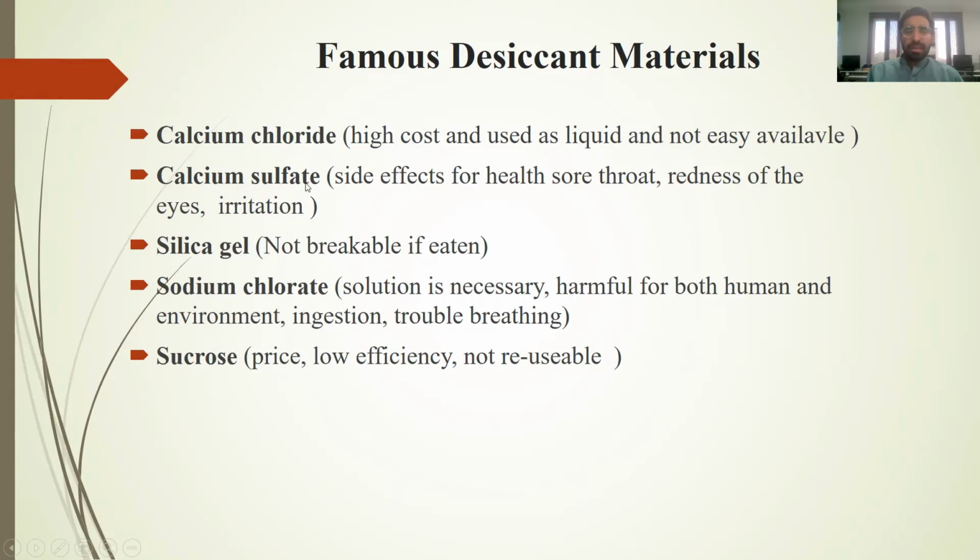And the second one is calcium sulfate. It has side effects for health and causes redness of the eyes. And the third one is silica gel. It also has some side effects. It is not breakable if eaten. And the fourth one is sodium chlorate. A solution is necessary to use sodium chlorate, and it is harmful for both humans and the environment. And the last one is sucrose. It has a high price, low efficiency, and is not reusable.